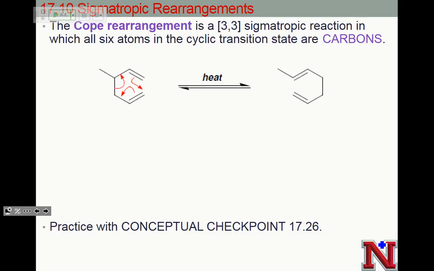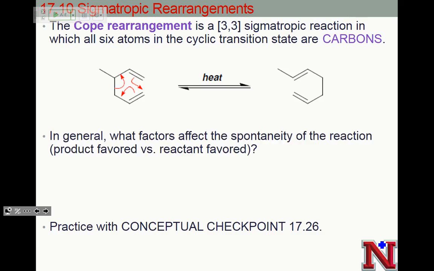So the Cope is a 3,3 sigmatropic rearrangement where all 6 atoms are carbons. So if we look here, what we see is under heat conditions, we can get this rearrangement. In general, the factor that's going to determine whether the product or the starting material is more stable, so where the equilibrium lies, is going to be the stability of your pi bonds. So we're starting with 2 pi bonds, we form 2 pi bonds, but if those pi bonds have different energies, then the ones that have the more stable pi bonds are going to be more there at equilibrium.